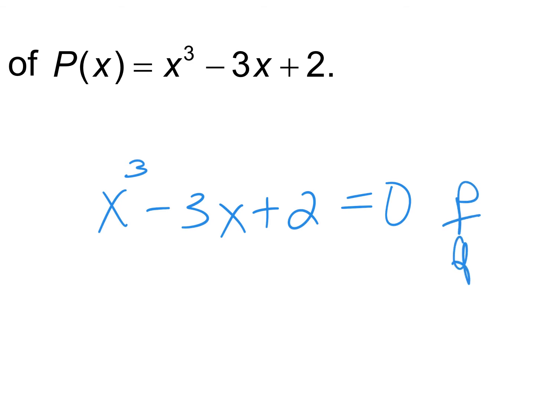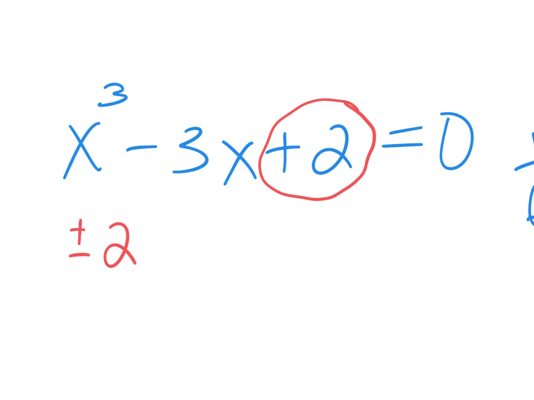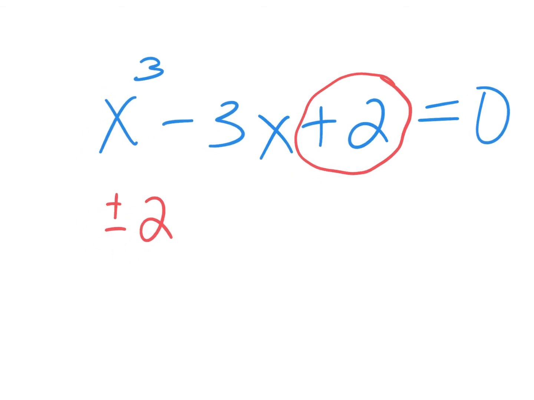I'm going to just call it P over Q. What you're going to do is take the last number, the constant. So we're going to write down 2. And you always have to account for positive and negative factors, so let's write plus or minus 2. What are all the factors of positive and negative 2? What times what gives you 2? 1 and 2. So you have plus or minus 1 or 2. Now what you do is synthetic division. We're just going to keep doing synthetic division until we get a remainder that says it's a factor.